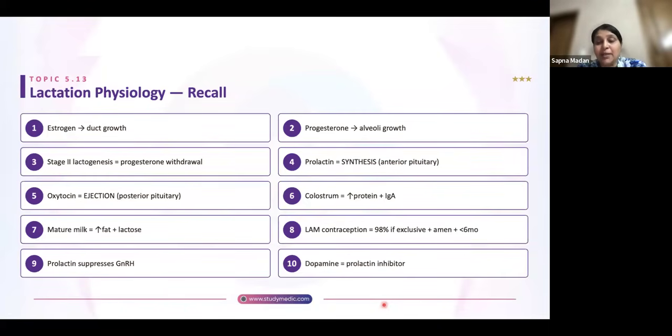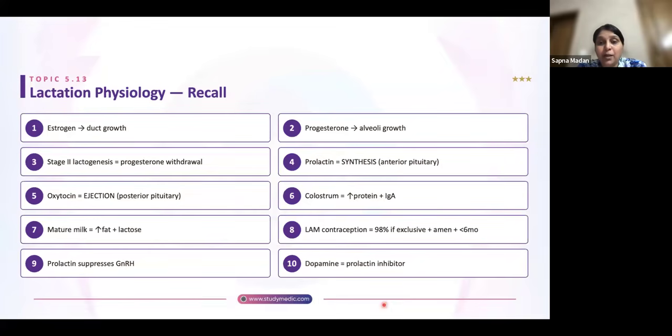Prolactin is synthesized in the anterior pituitary, and it helps in milk formation or milk synthesis. Oxytocin is from the posterior pituitary. It helps in milk letdown or milk ejection. Colostrum is thick, yellow, high in proteins and secretory immunoglobulin A. Mature milk is increased in fat and lactose.